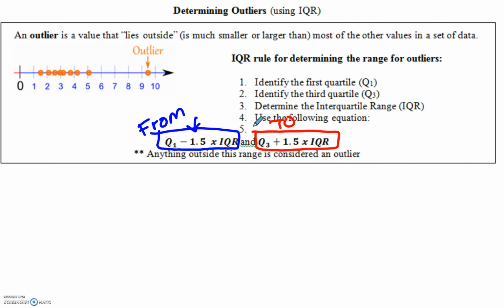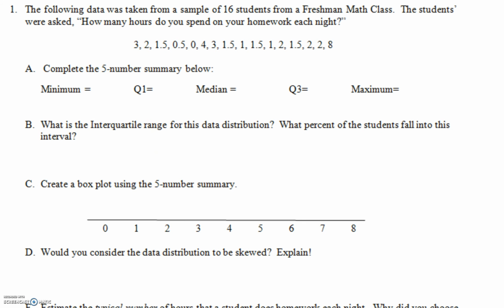Any number that doesn't fall between that from and to, anything outside that range, is considered an outlier. So we're going to look at an example in the following problem. At this time, what I want you to do is take all those 16 numbers, type them into your edit list, and then figure out the minimum, Q1, median, Q3, and maximum. So if you can, just pause the video at this time.